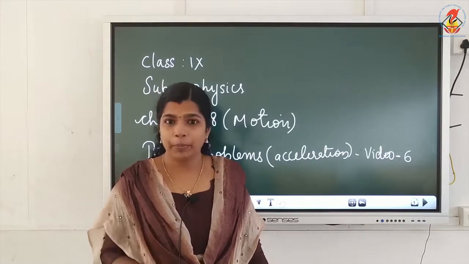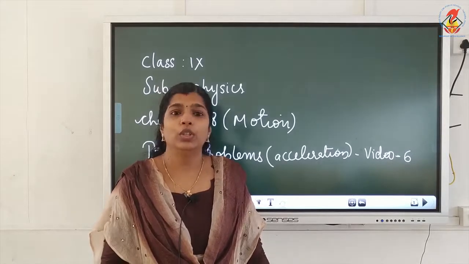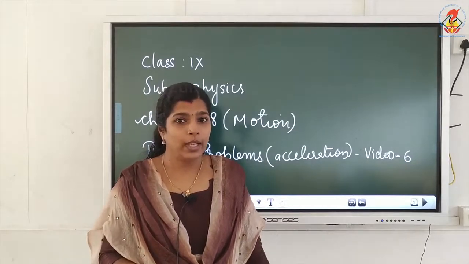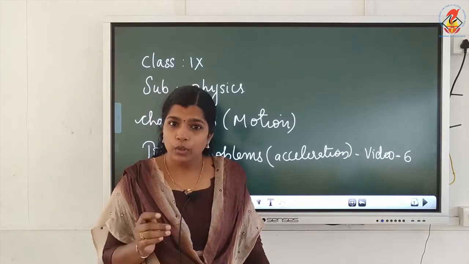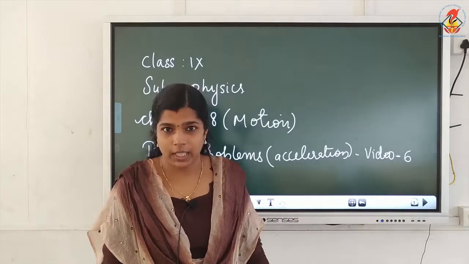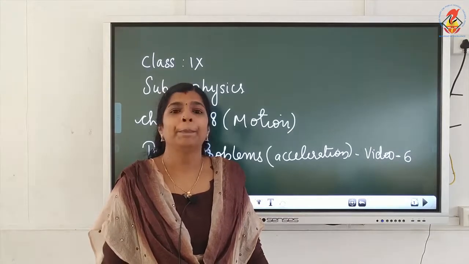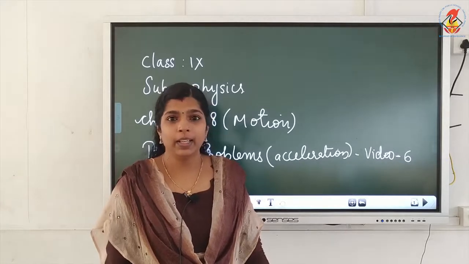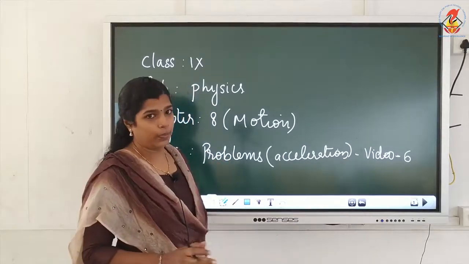So, when doing the problems, if the velocity is given in kilometer per hour, you need to convert it into meter per second. The unit of acceleration is meter per second square. So when you do the problems, if velocity is given as kilometer per hour, you need to convert it into meter per second, that is by multiplying with 5 by 18. So, we will do the first problem.